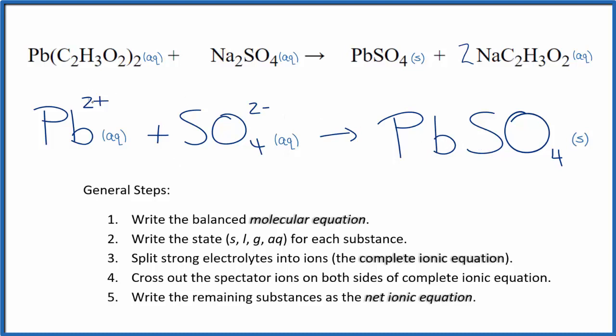This is Dr. B with the balanced net ionic equation for Pb(C2H3O2)2 plus Na2SO4, lead-2 acetate plus sodium sulfate.